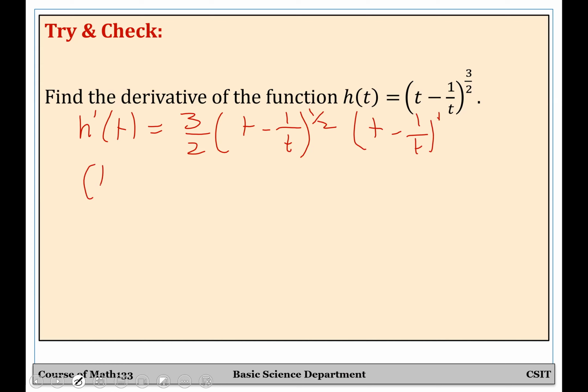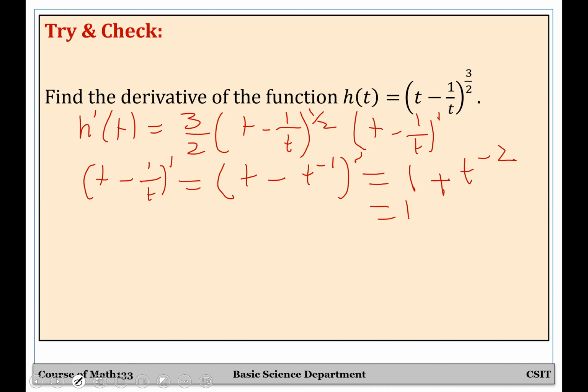And I will compute this separately. This is in fact the same thing as t minus 1 prime. It's better to write it like that since it is power now. It's easy to differentiate. So it is equal to 1 minus 1, that's plus t minus 2. Okay, so somehow it's 1 plus 1 over t squared.